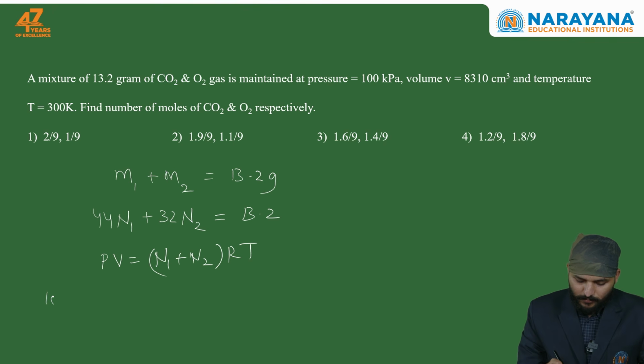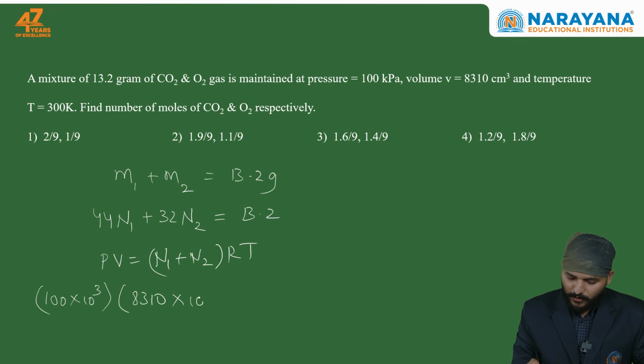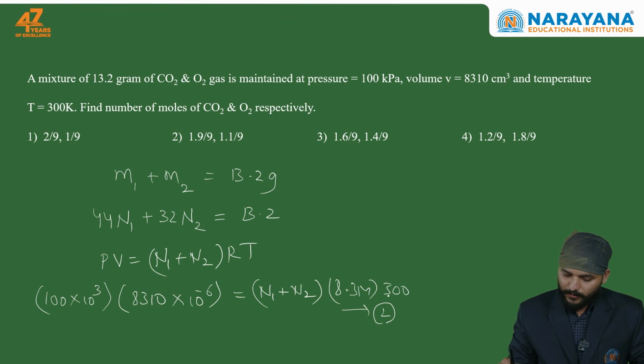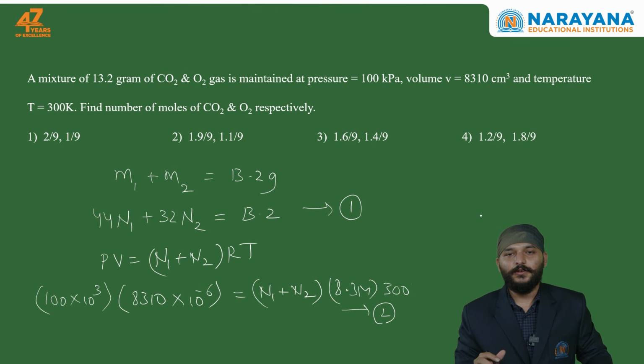So all these values are given. Pressure is given 100 kilopascal, so that is 100 into 10 power 3 pascal. And volume is 8310 centimeter cube is given. So you'll convert that into meter cube, 10 power minus 6. This is equal to (N1 plus N2), and R value 8.314 into the temperature of 300 Kelvin. So this is the second equation, and this is the first equation. So solving these two will give you the answer. That's it. Thank you.